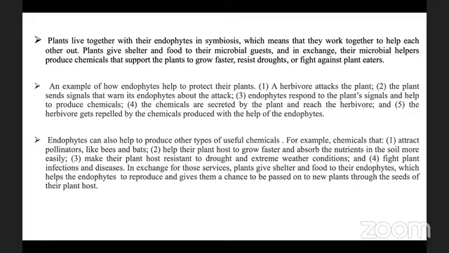And they also help the plant to fight infectious diseases. And in return, the plant will provide shelter and nutrients, so that this mutualistic relation or symbiosis can go in a more beneficial way, so that both the entities can be benefited, plants as well as endophytes.